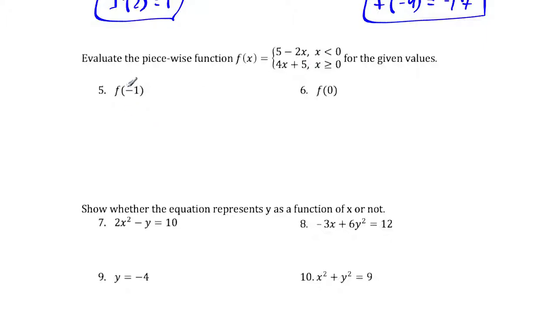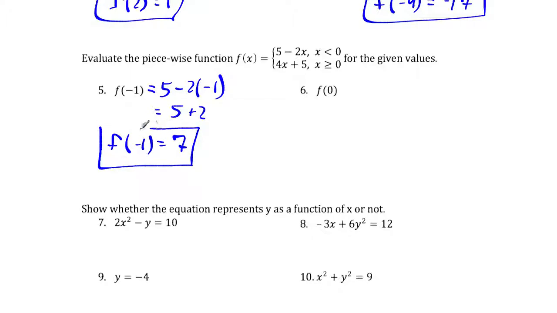So here, x is negative 1. Do I use the first line or the second line? I'm going to use the first line because negative 1 is less than 0. So I do 5 minus 2 times negative 1, which is the same as 5 plus 2. So f of negative 1 is equal to 7. That's it. I had some people on the quiz plug it into both. You should not get 2 answers for this. It's a one or the other type deal.